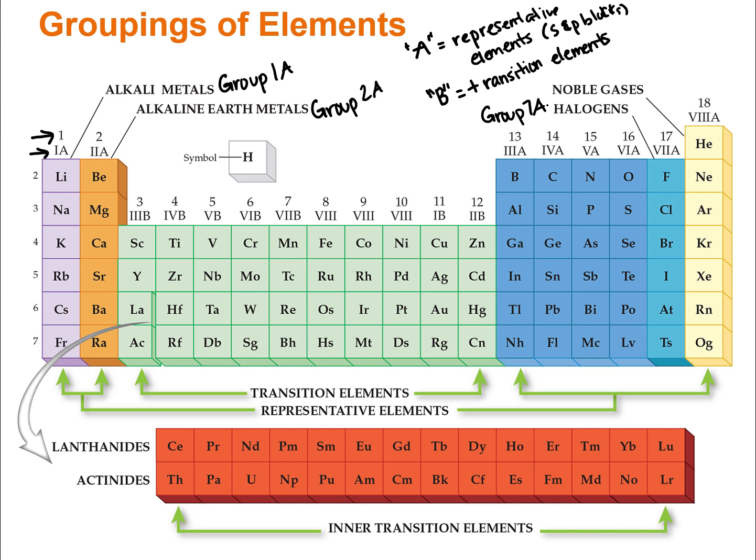Group 7A, the common name for that group is the halogens. And then, as I alluded to, group 8A, we call the noble gases. All of these green elements are transition elements. So everything that has a B after it, that's a transition element.